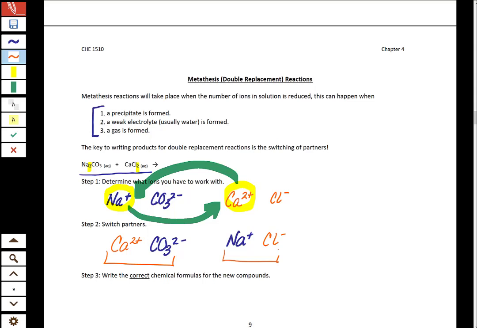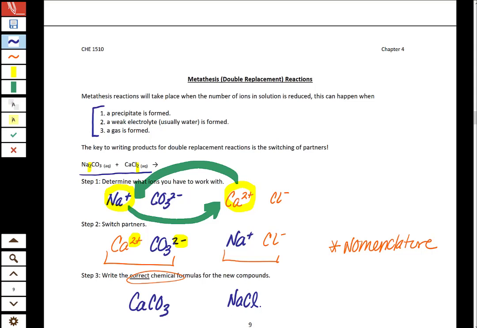Now we have to go back to nomenclature land, where we learned how to name things. We have to make sure that we're writing the correct chemical formulas so that the charges balance. Notice how calcium has a 2+, carbonate has a 2-. So this is going to come together in a 1-to-1 ratio. This is going to be CaCO3, calcium carbonate. Then notice how sodium has a +1, chloride has a 1-. Those cancel in a 1-to-1 ratio. So sodium chloride is NaCl. Oh, and don't forget, you don't like my uppercase or my lowercase l, so I'll change that to L like that.